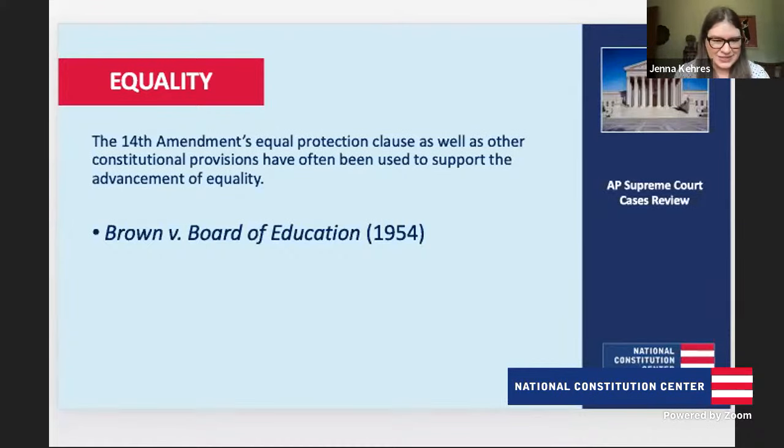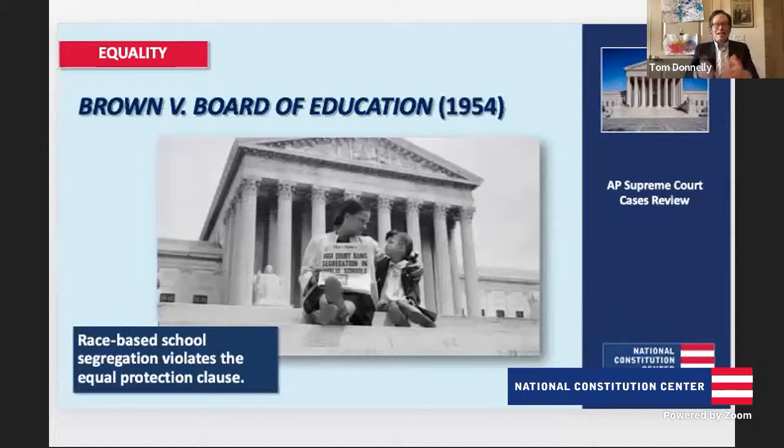And according to the AP, this category is the 14th Amendment's Equal Protection Clause, as well as other constitutional provisions that have been used to support the advancement of equality. And I think one of the best cases to look at when looking at this is Brown versus Board of Education. Yeah, Brown versus Board, it's 1954, certainly one of the most famous cases in Supreme Court history.